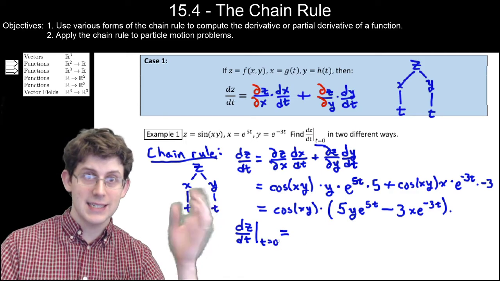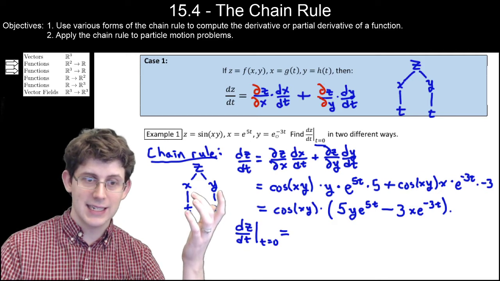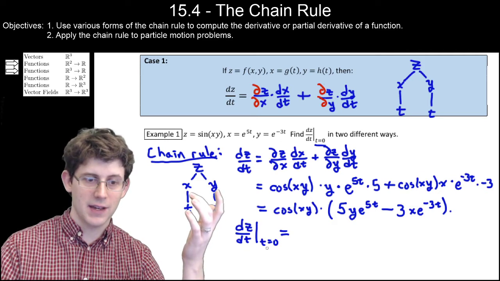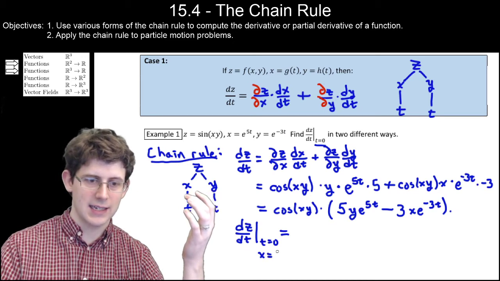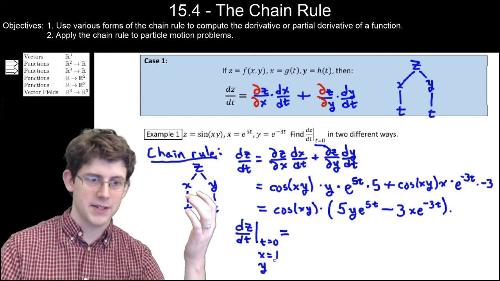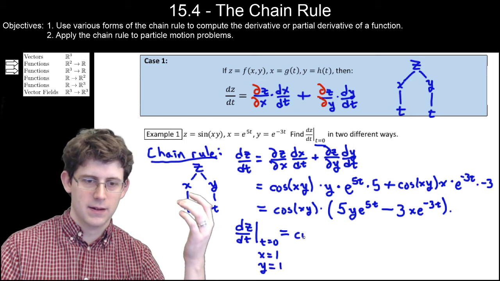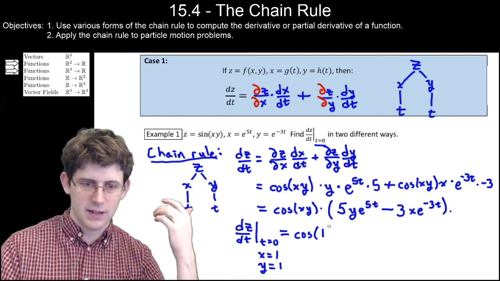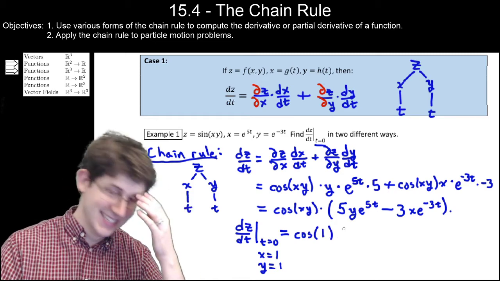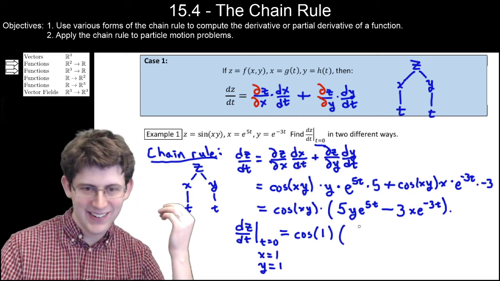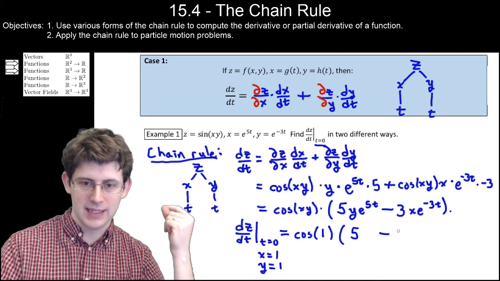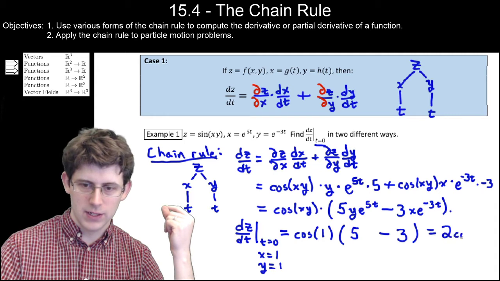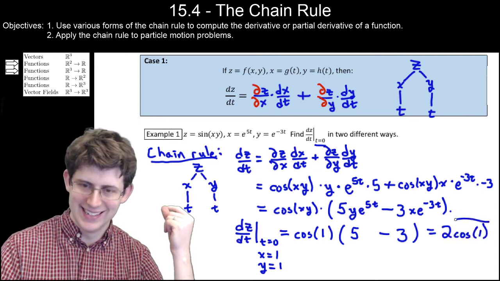Okay, well, when t is 0, we can plug t into all these other functions to see what everything else equals. When t is 0, if I plug that into my e to the 5t, I get that x is 1. And when t is 0, I also get that y is 1. So I can plug all these things in. Cosine 1. Here's 5 times 1 times 1 minus 3 times 1 times 1. So I get 2 cosine of 1 radian. Great.